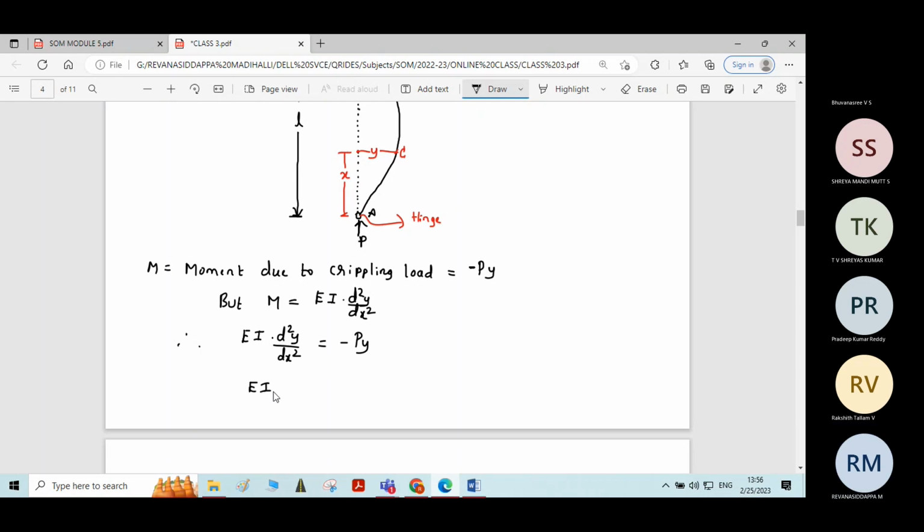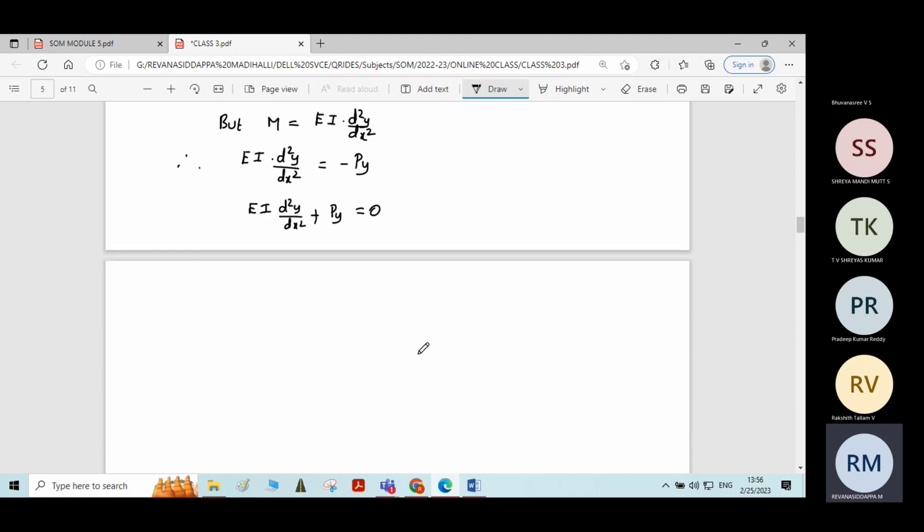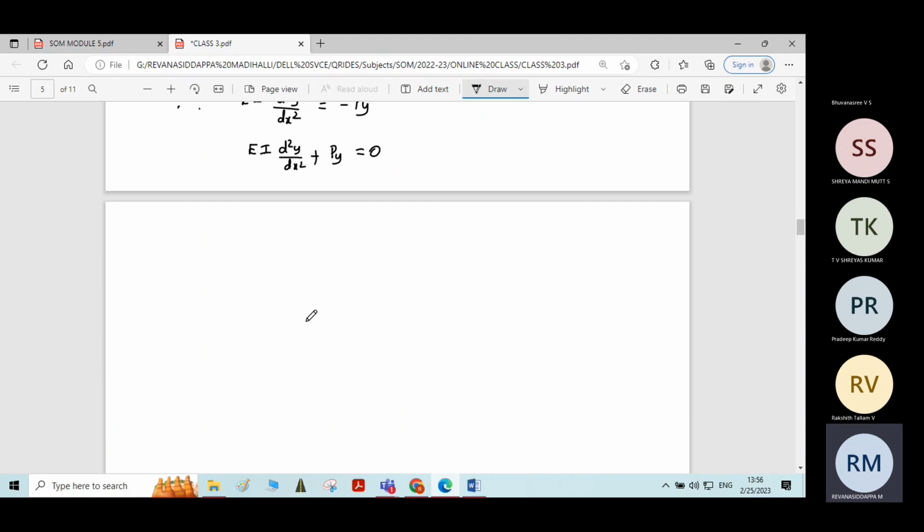Therefore EI into d square y by dx square plus Py is equal to 0. I have brought that RHS term to the LHS. Okay. Now dividing by EI, you will get d square y by dx square plus P by EI into y is equal to 0. Okay. Now we have got a differential equation. We have got a second order differential equation in terms of y.